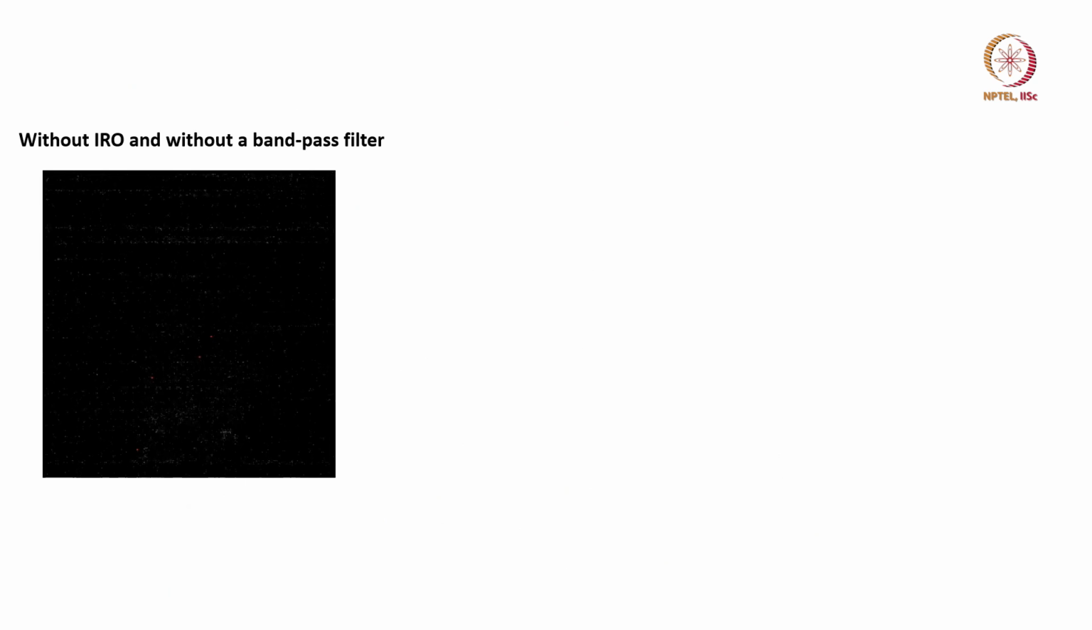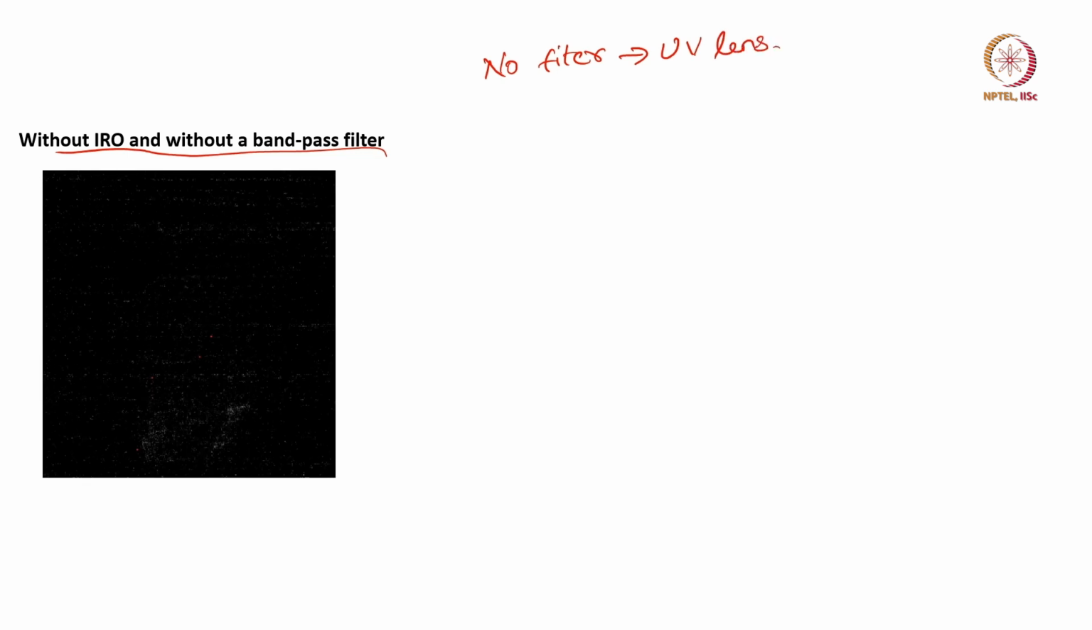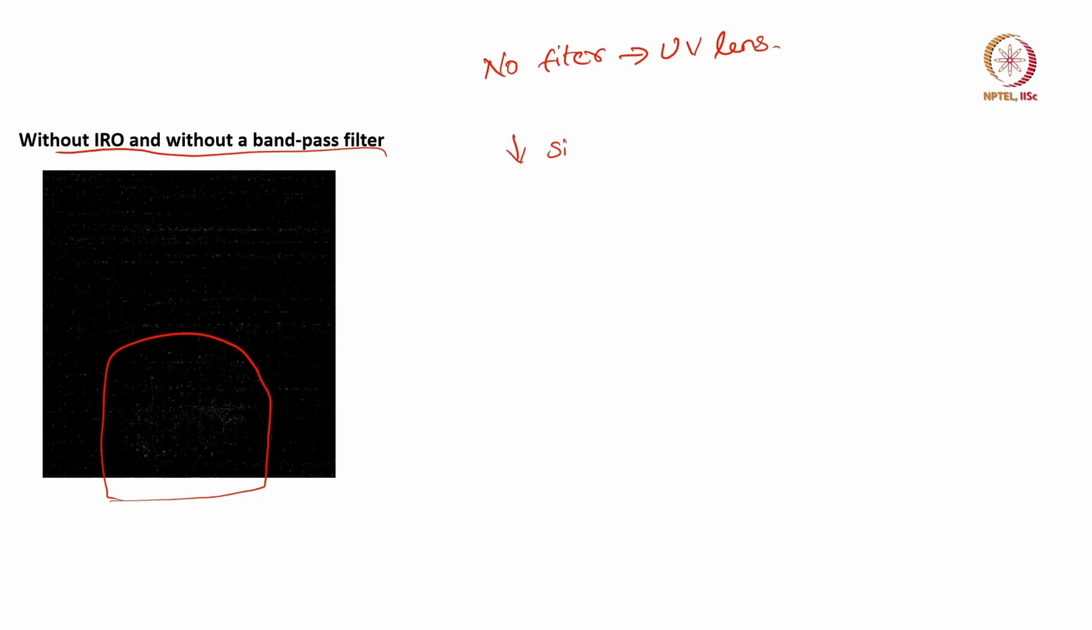Now, let's begin with the recording setup without IRO and without a bandpass filter. This means no filter is attached in front of the UV lens. In this configuration, the recorded video of the flame displays signals similar to those captured by the DSLR image. However, you will notice a significant reduction in signal intensity.